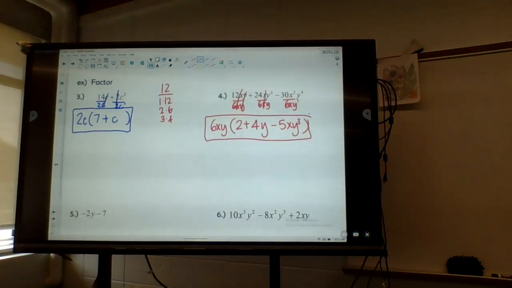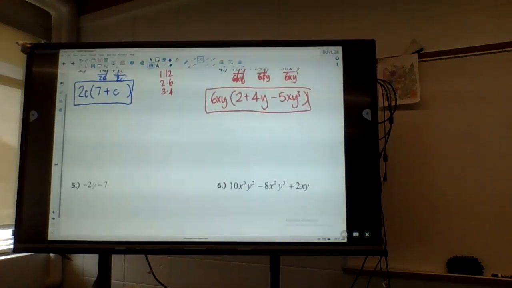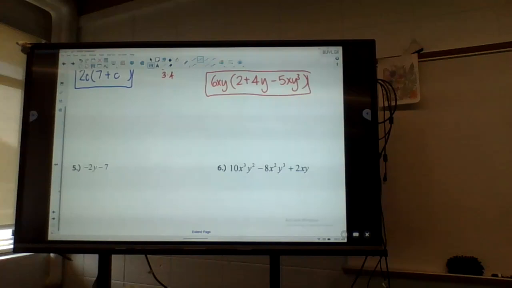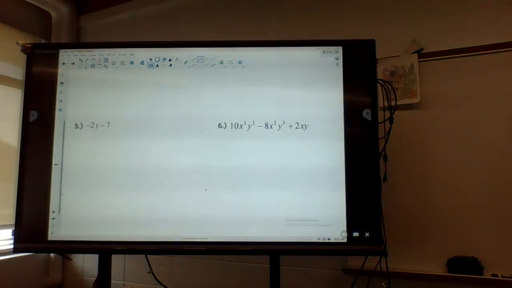And like I said, I definitely want to do 5 and 6, and then let's see where we're at. The last couple, I guess, are really fast too. We can probably finish this. All right, so number 5 is strange because of the negative 2 and negative 7.